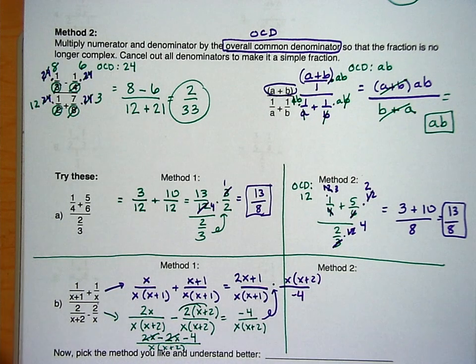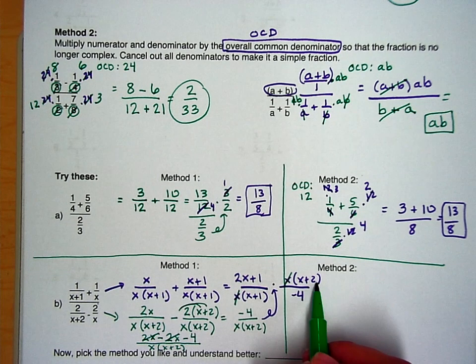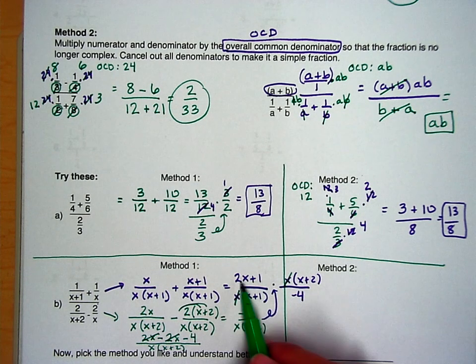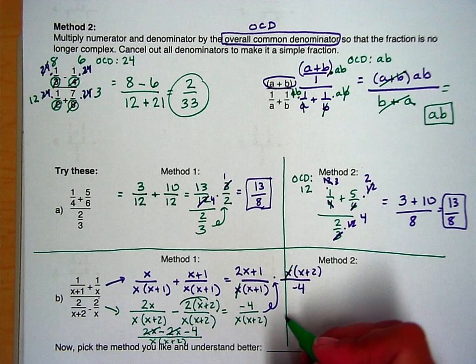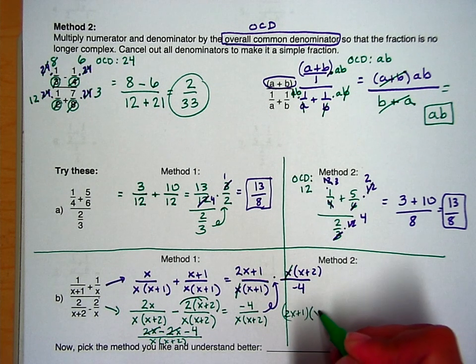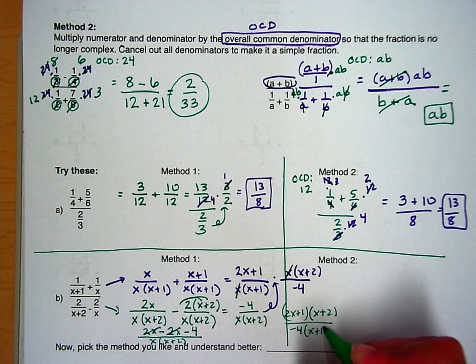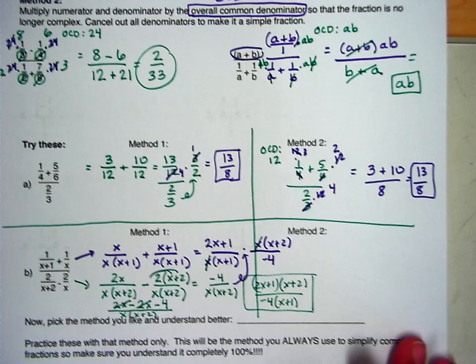What cancels out? The only thing that disappears are these x's, because x plus 2 and x plus 1 are different. It's got to be the whole thing to cancel out. And this negative 4 can't cancel with anything here since that's being added. So final answer, it looks like I would get 2x plus 1 times x plus 2 over negative 4 times x plus 1. That's why we call these complex fractions, right?